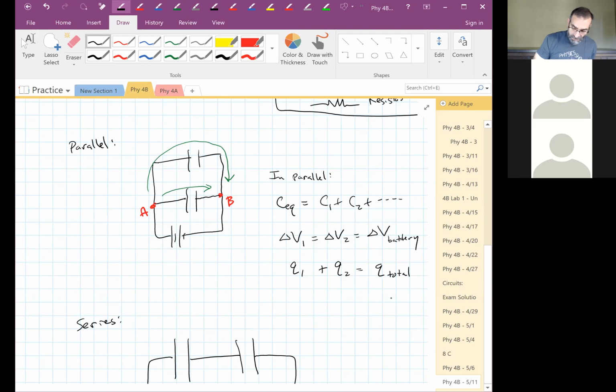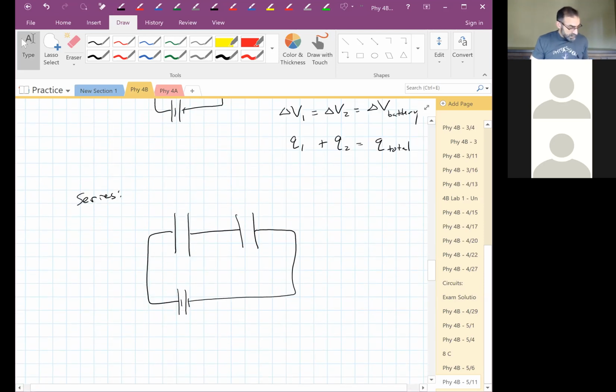Okay, now for series. Let's think about what's going on here. The battery moves a charge. Where does the charge come from? The leftmost plate. An electron comes off of this plate, leaving a positive behind. Where does it go? It goes over here on the rightmost plate, right? This is an open circuit there. We can't cross that boundary, right? That's an open circuit. Nothing, no connection there, no electrical connection.